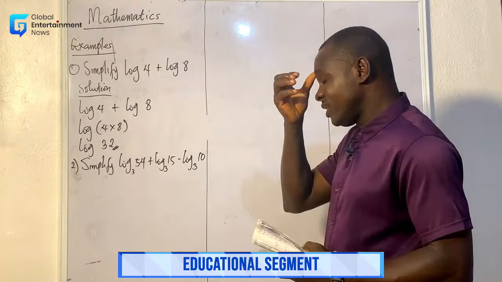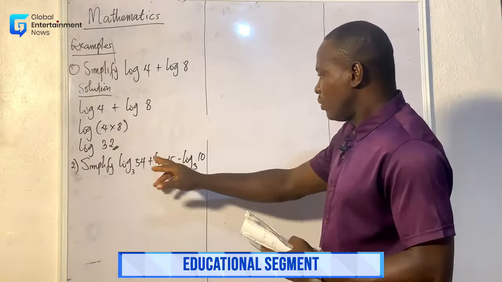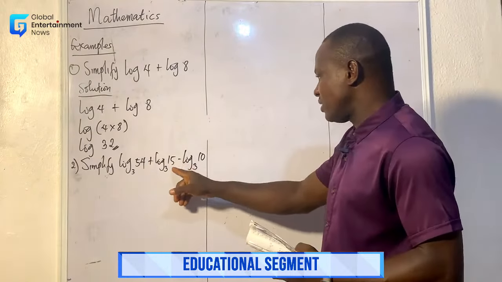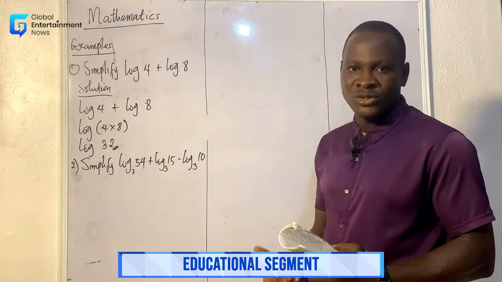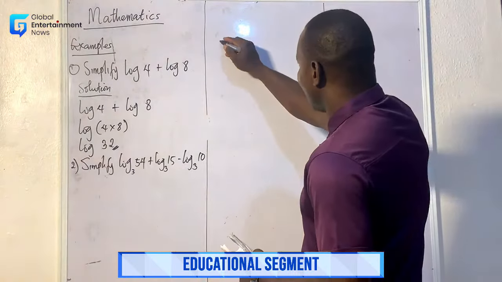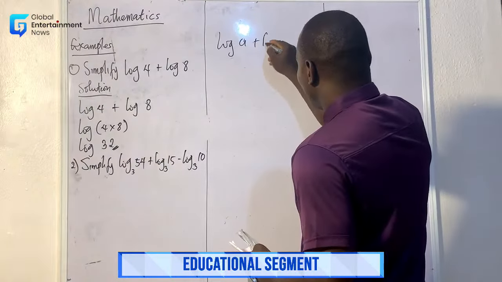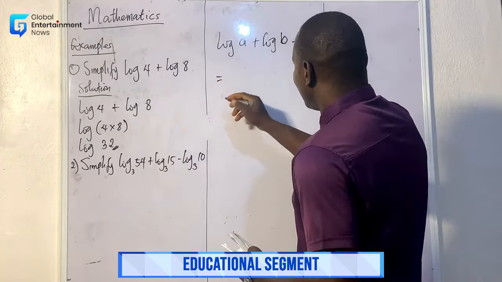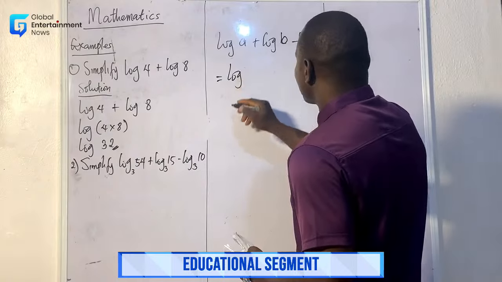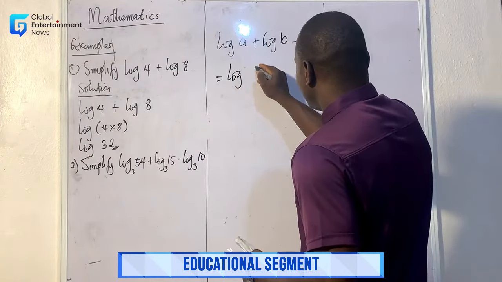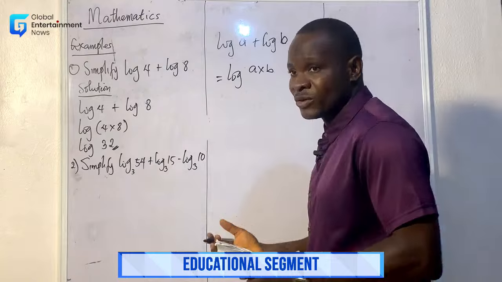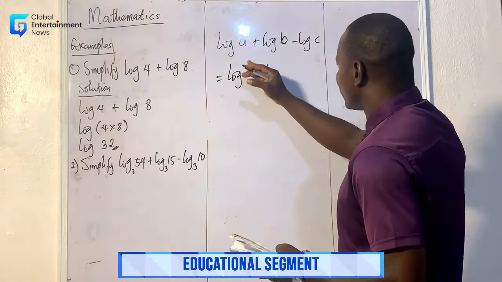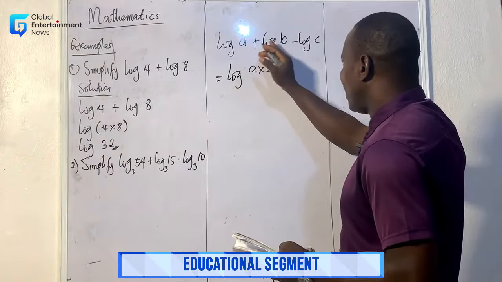What do we need to do? You need to take note. According to the law, looking at this, the sign between these 2 logs is plus, and the sign between this and this is minus. It's just as if you are following something like this: log A plus log B minus log C. This one is going to give us log. Then if you look at this, plus is between them. That is A times B. I told you, if you can remember, once you have the log of plus, what you need to do is multiply it. That is log A times B.